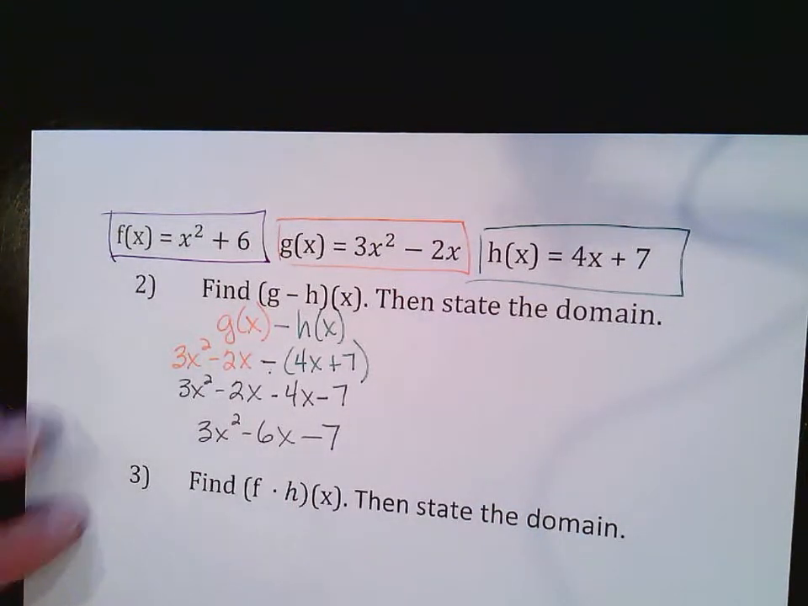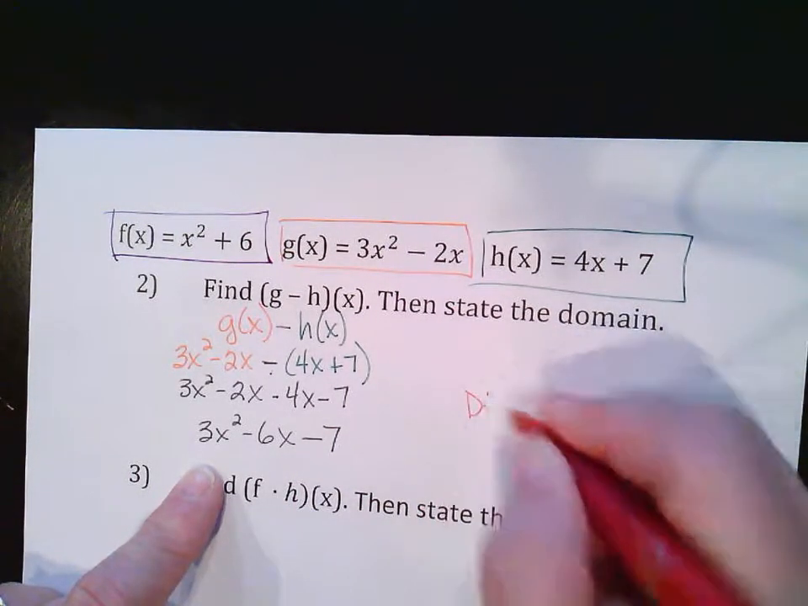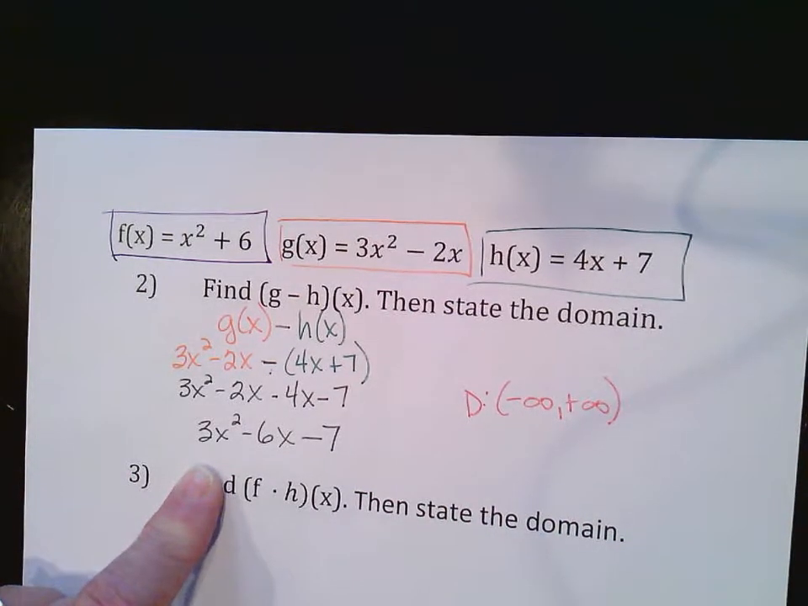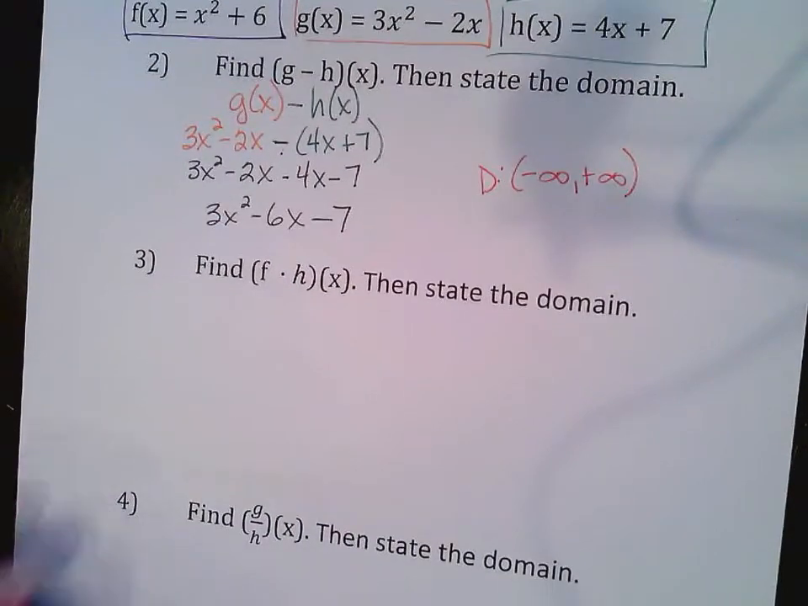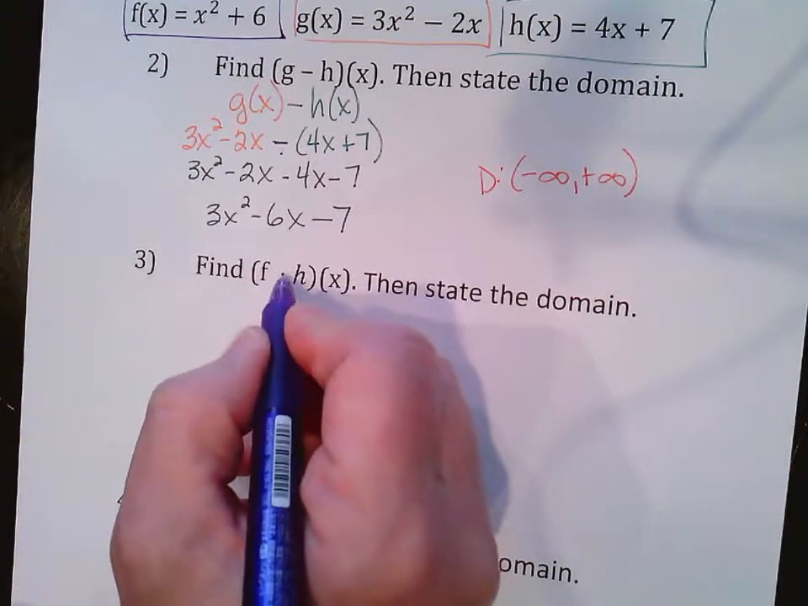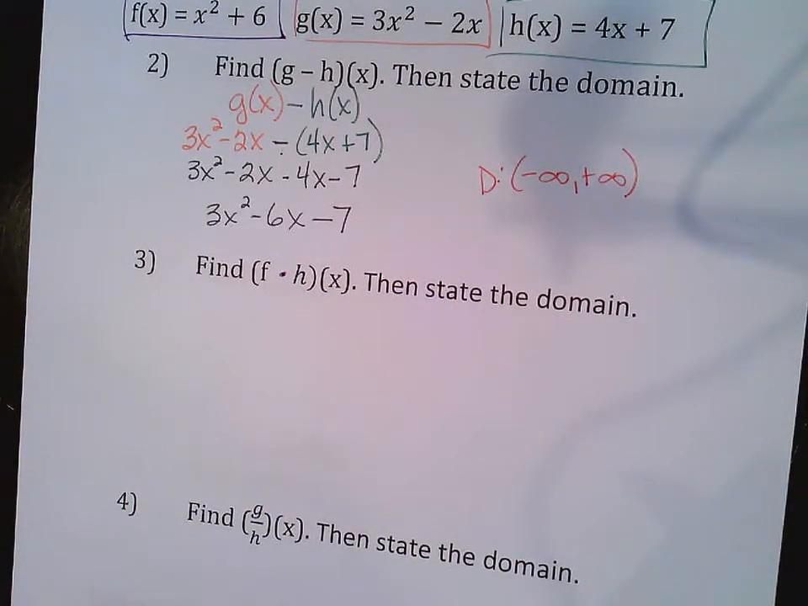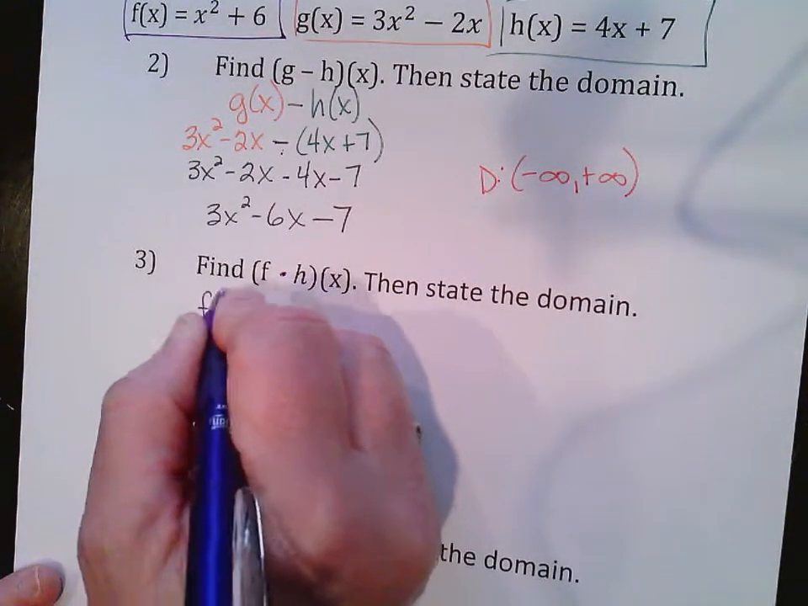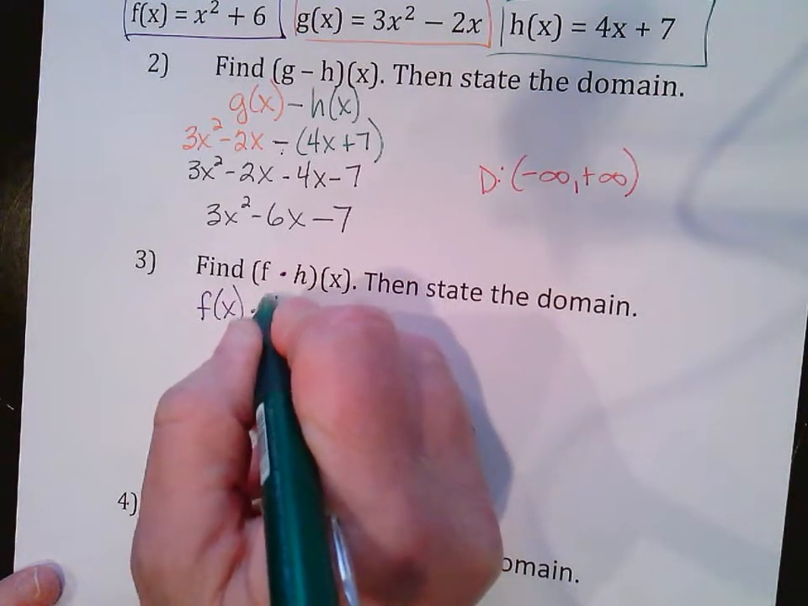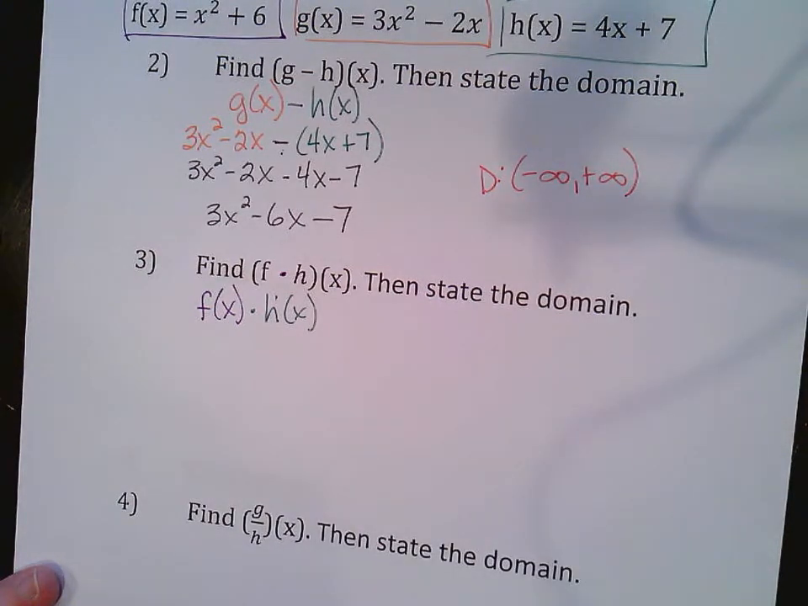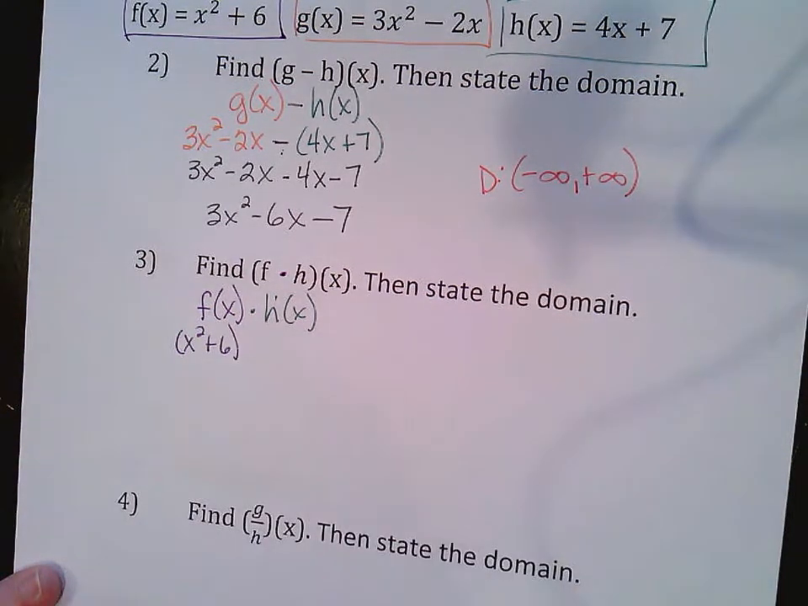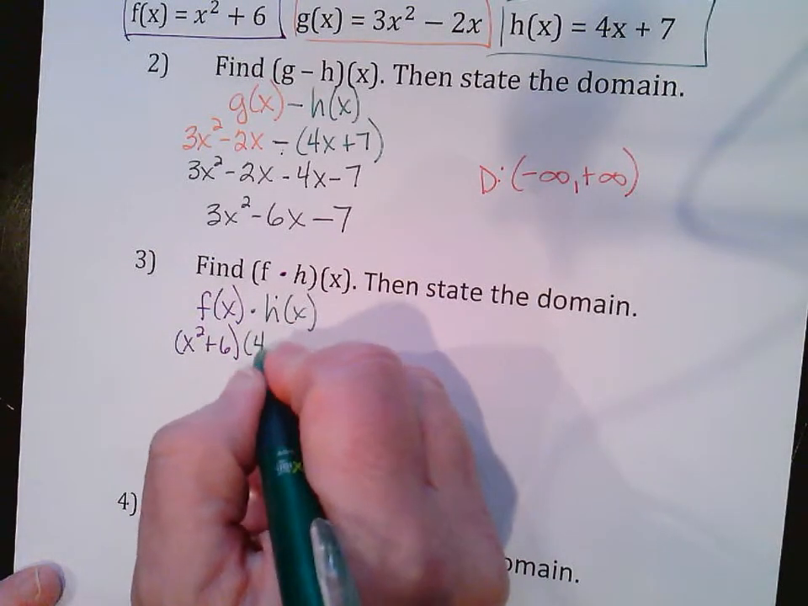And then when we go to look for the domain, this is another quadratic, and we know that that's a parabola, so my domain goes from negative to positive infinity. Okay, next one. We have F times H. Notice that this is a closed-in circle for times. That's going to matter later. So I'm taking F of X times H of X. So that means I'm taking my F of X, which is x squared plus 6, and I'm multiplying it times my H of X, which is 4x plus 7.